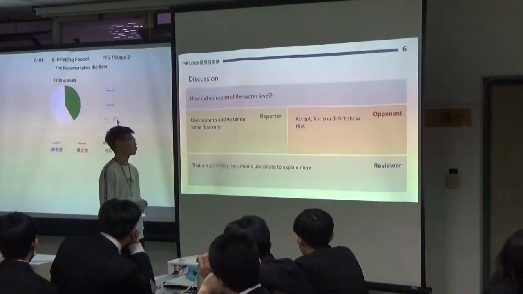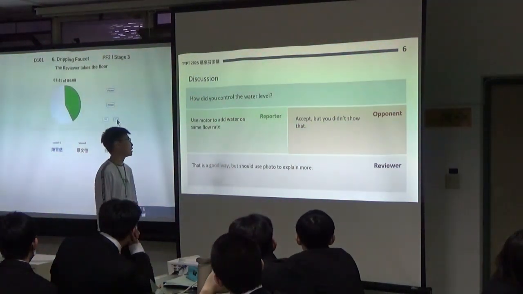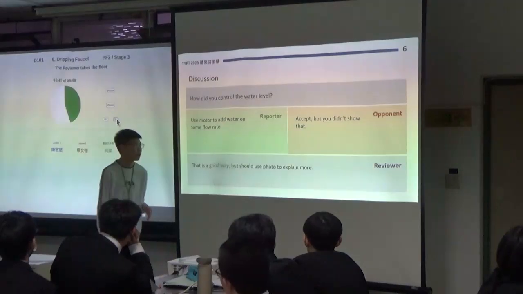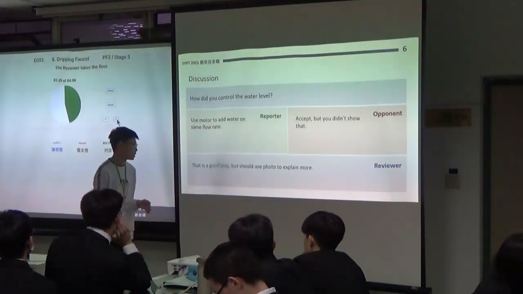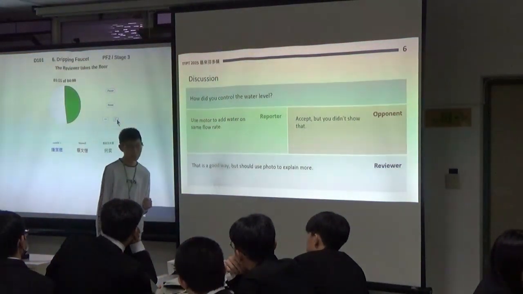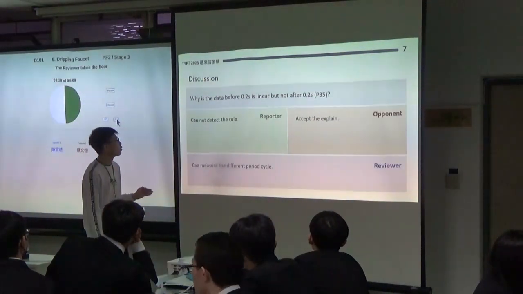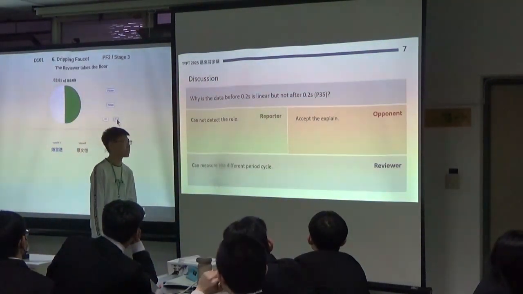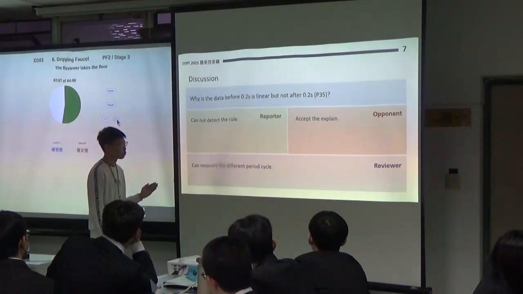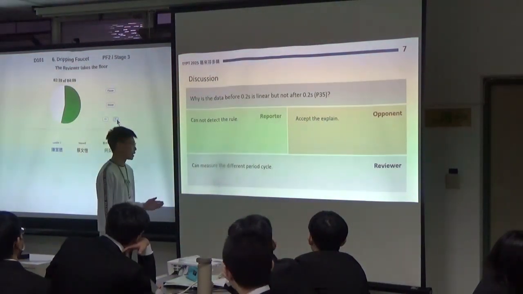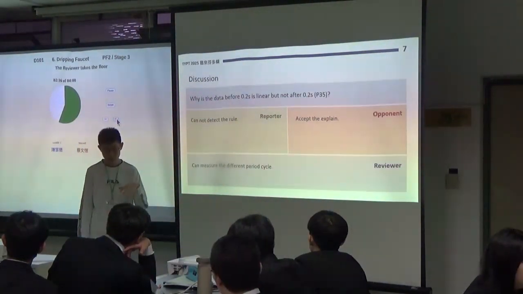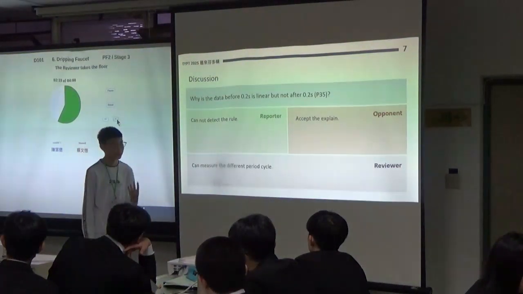So first, how do you control the water level? The reporter's answer is they use a motor to add water at the same flow rate. The opponent's answer is they accept it, but the reporter didn't show that. The reviewer's answer is that it is a good way, but they should use a photo to explain more. Next, why is the data before 0.2 seconds linear, but not after 0.5 seconds? The reporter's answer is they cannot detect the boundary, and the opponent accepts the explanation. And the reviewer's answer is they can measure the different period cycles, like the 2 interval times or the 4 period interval times.